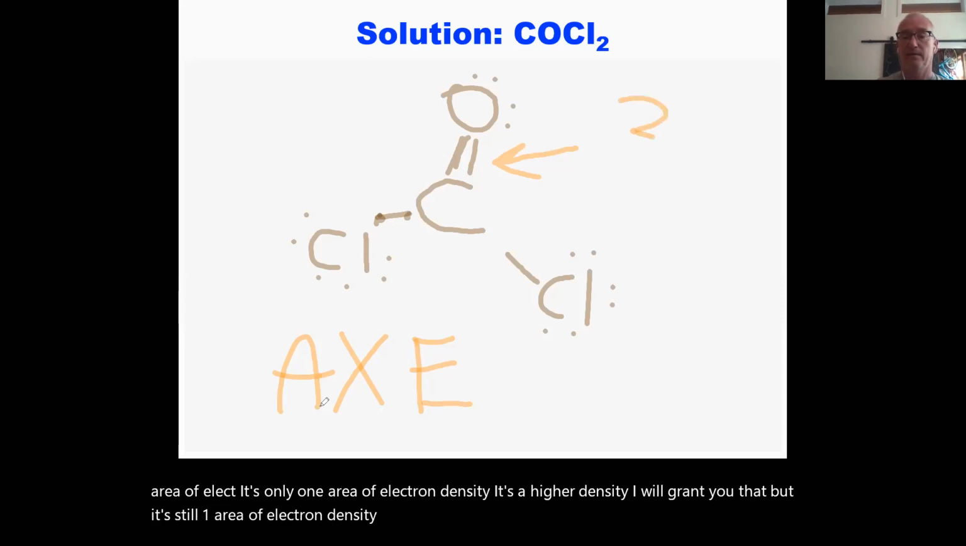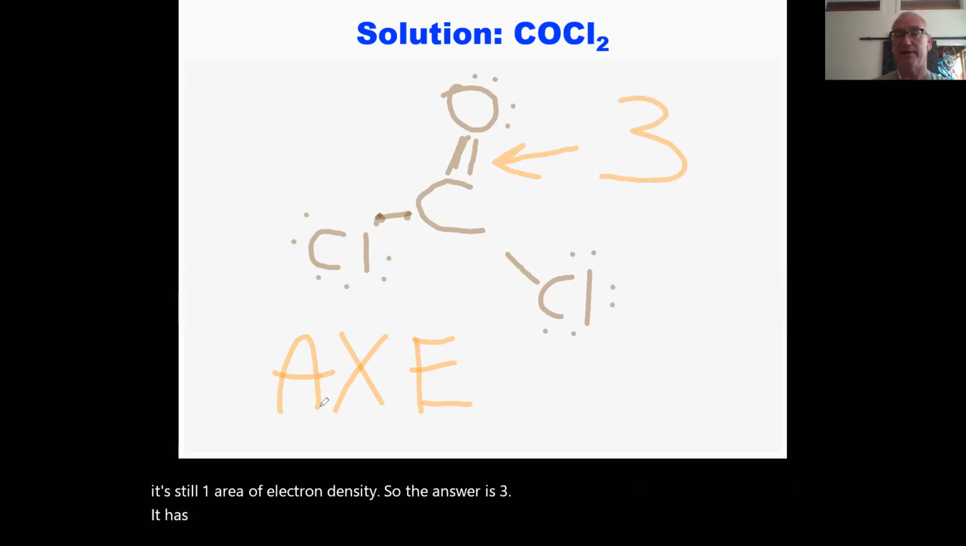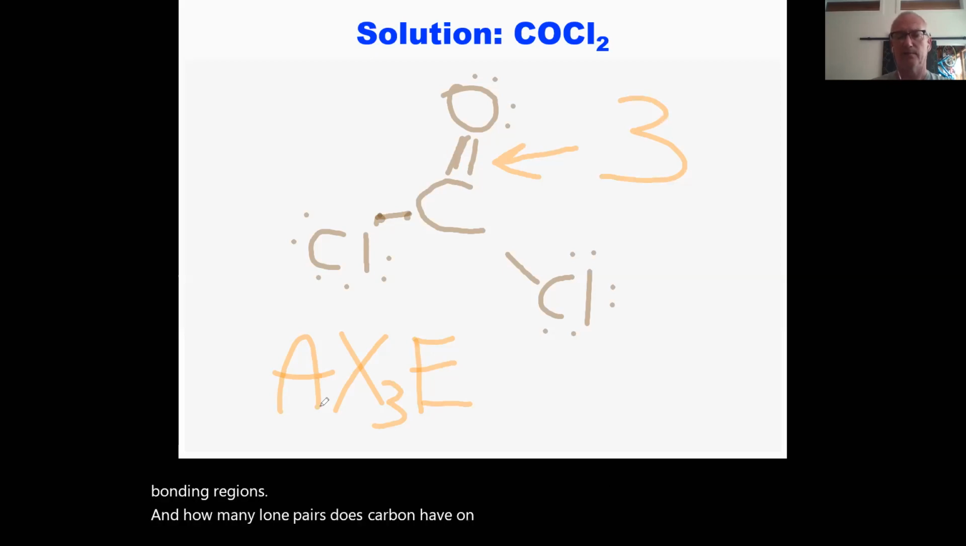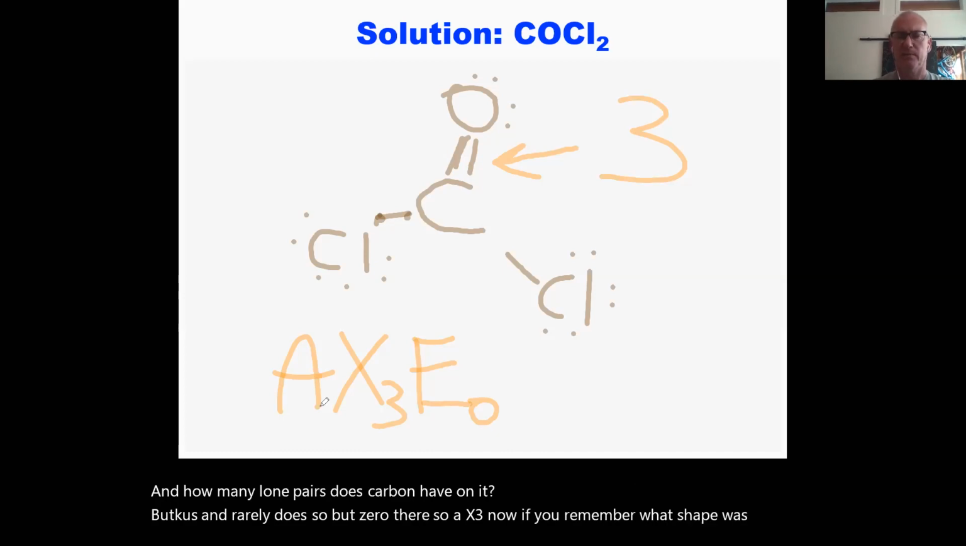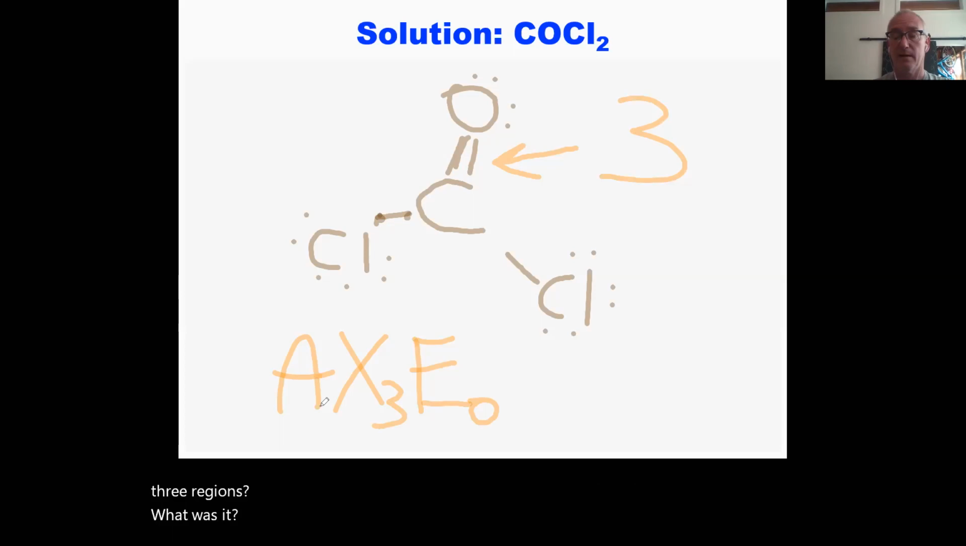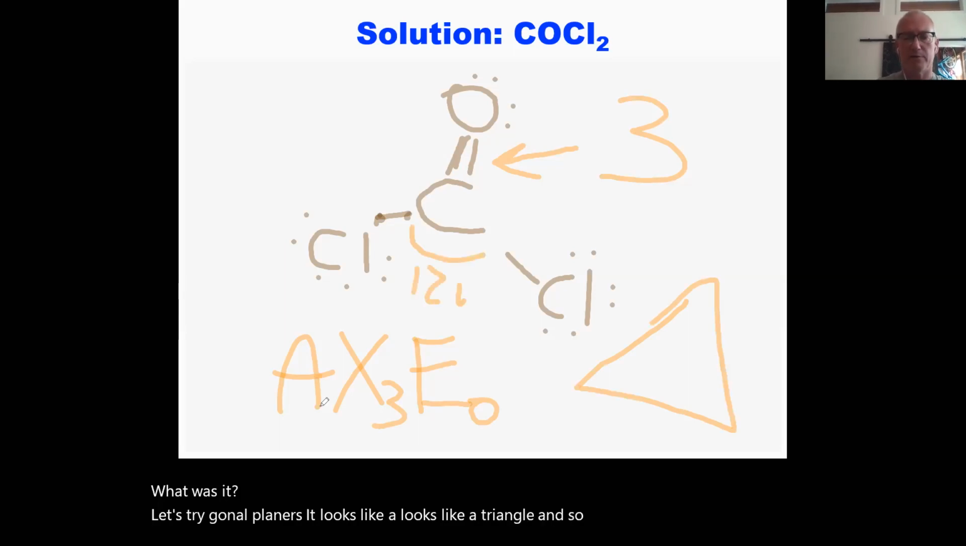So the answer is 3. It has 3 areas of electron density around it, all bonding. So my X is 3, because there's 3 bonding regions. And how many lone pairs does carbon have on it? None. Bupkis, and rarely does. So put a 0 there. So AX3, now if you remember, what shape was that? 3 regions. What was it? Trigonal. Yeah, it was trigonal planar. It looks like a triangle. And so these bonds should all be 120 degrees.